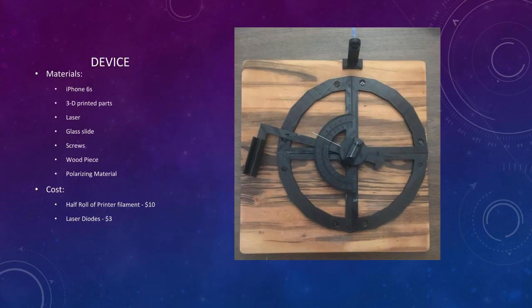The device itself was made up of several 3D printed parts. The base was mounted on a wooden platform with a rotating piece in the middle that suspended a glass slide. The angle of this centerpiece was measured by a protractor, and then the reflected laser could be measured using a swing arm that held the phone camera. The total cost of this project was approximately $13.